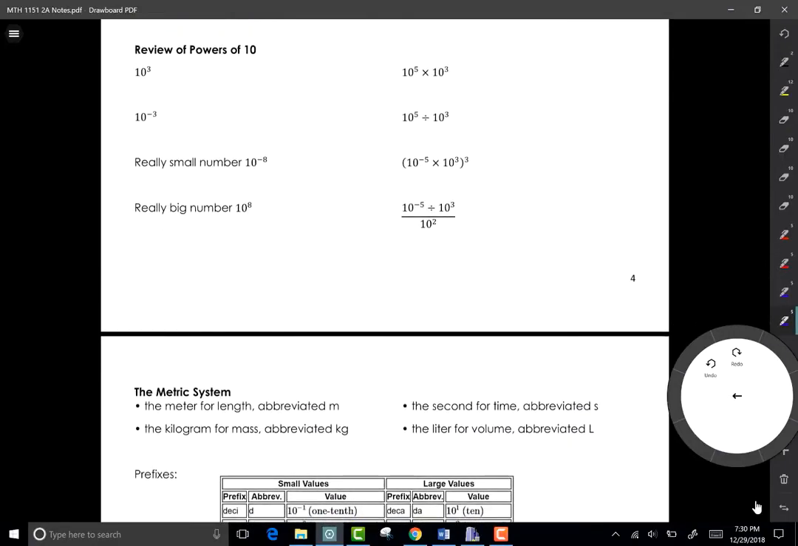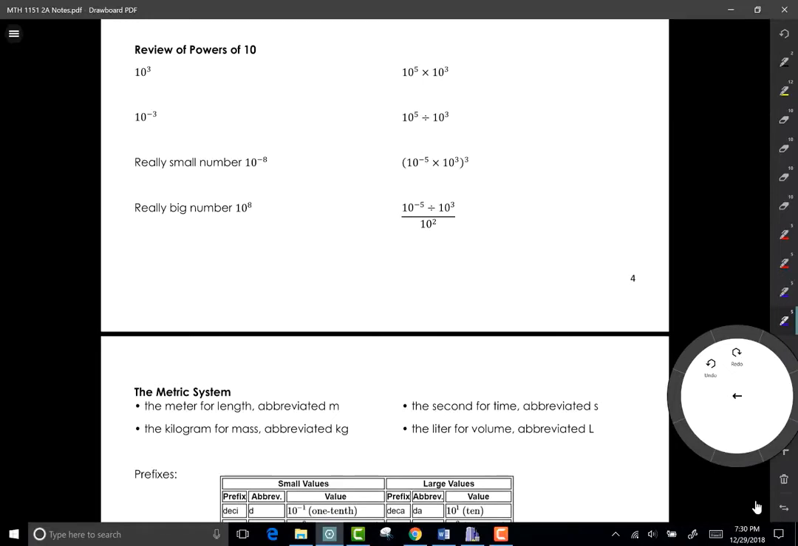Okay, the next thing I want to talk to you about in this section is called the metric system. And we are going to be converting back and forth from the metric system to our US system. And in order to do that, we need to be familiar with powers of 10. So I want to quickly review with you what it means to be a power of 10 and how you can put it in on your calculator.